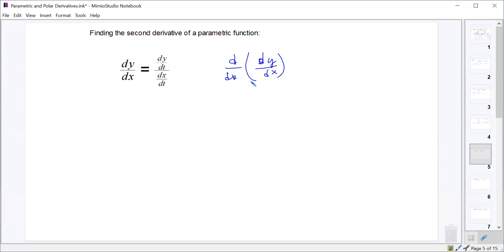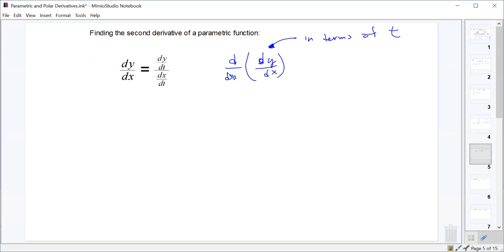Sorry. The derivative with respect to x of dy dx, which should be, what do we know about dy dx for a parametric function? It's all in terms of t, isn't it? So how do I take the derivative with respect to x of something that is in terms of t? Implicit differentiation, or using the chain rule, right? So what does that end up becoming?